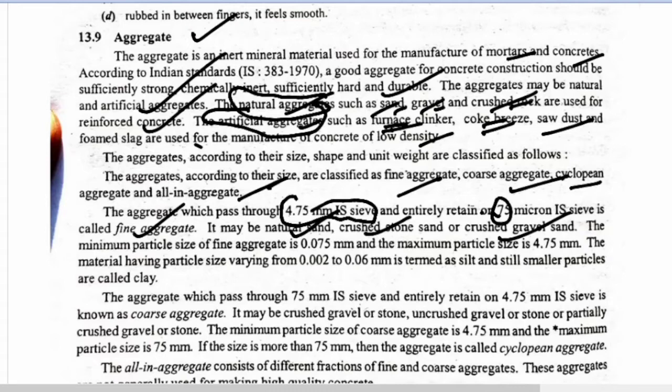The minimum particle size of fine aggregate is 0.075 mm and the maximum size of fine aggregate is 4.75 mm. Very important. The minimum particle size of fine aggregate 0.075 mm and maximum particle size of fine aggregate 4.75 mm.